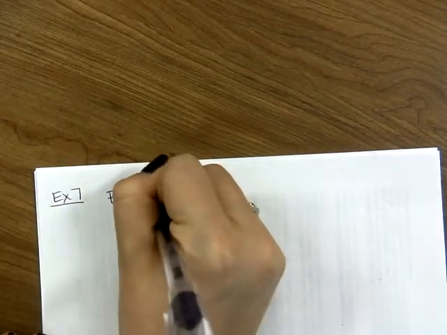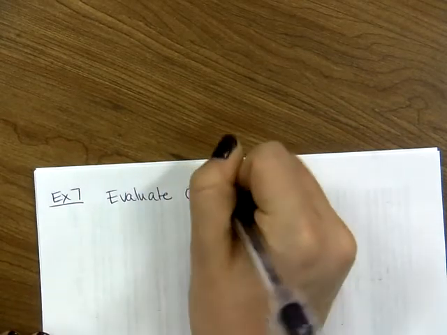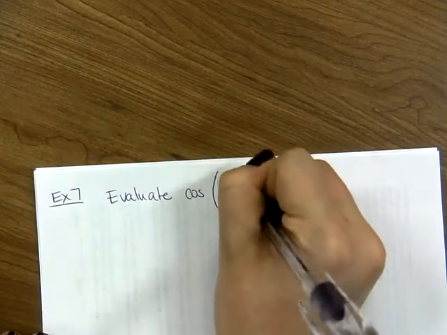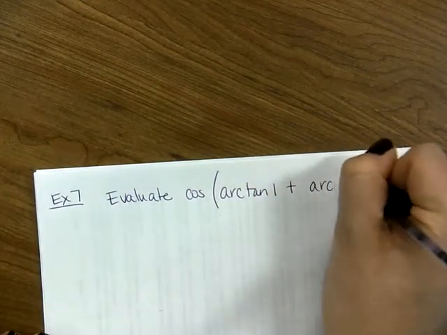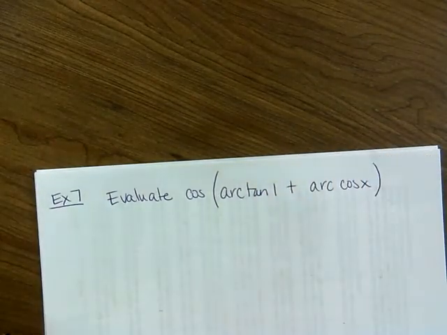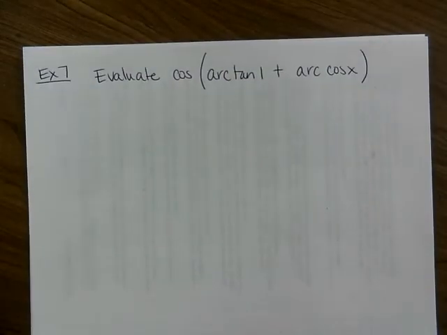Evaluate the cosine of the arctangent of 1 plus the arc cosine of x. This was not your favorite thing from, what, 4.7? Okay, so this is this inverse stuff. We're still drawing triangles, right? That's still what we have to do.